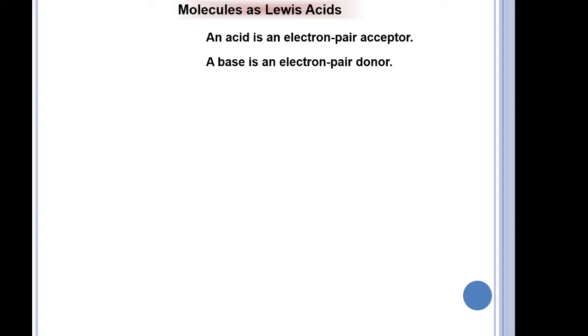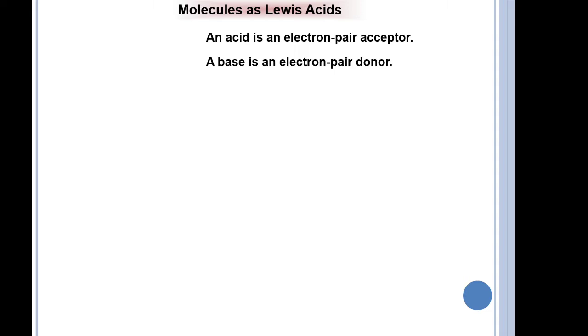Starting off with looking at the different definitions of acids and bases. We looked at the Arrhenius definition, which looked at how an acid or a base behaves in water. Then we looked at Bronsted-Lowry, which looked at proton transfer, removing a hydrogen versus adding a hydrogen. There is one more definition, and this is the one that organic chemists use because organic chemists look at the movement of electrons. So molecules as Lewis acids and Lewis bases.